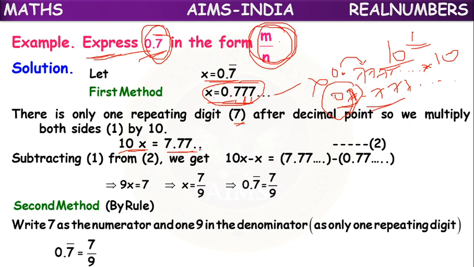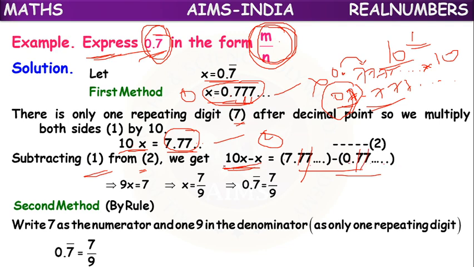7.77 and so on. Now this is 2. This is 1. Now subtracting 1 from 2 means 10x minus x on the left hand side. Right hand side, 7.777 and so on minus 0.777 and so on. So the integral part, let's remove. 7 minus 0 equals 7. After the decimal point, 7 gets cancelled, 7 gets cancelled, like that all will get cancelled.